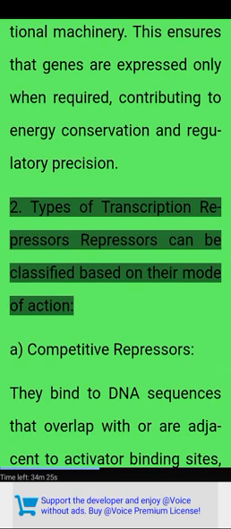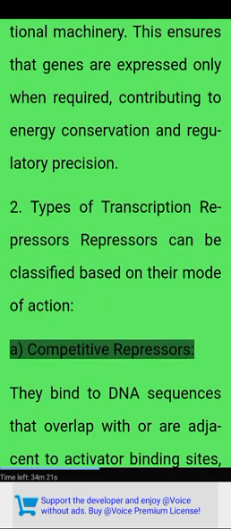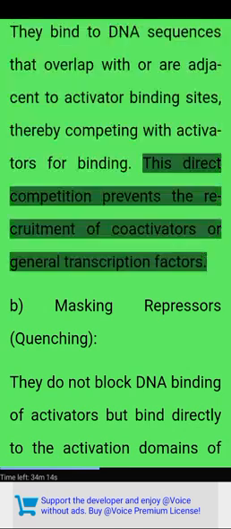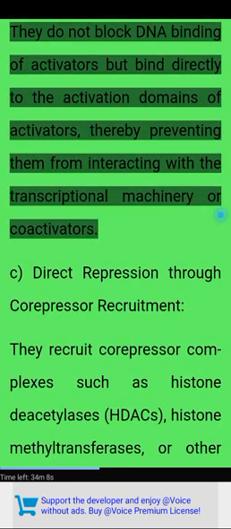2. Types of transcription repressors. Repressors can be classified based on their mode of action. A. Competitive repressors. They bind to DNA sequences that overlap with or are adjacent to activator binding sites, thereby competing with activators for binding. This direct competition prevents the recruitment of coactivators or general transcription factors. B. Masking repressors, quenching. They do not block DNA binding of activators but bind directly to the activation domains of activators, thereby preventing them from interacting with the transcriptional machinery or coactivators.